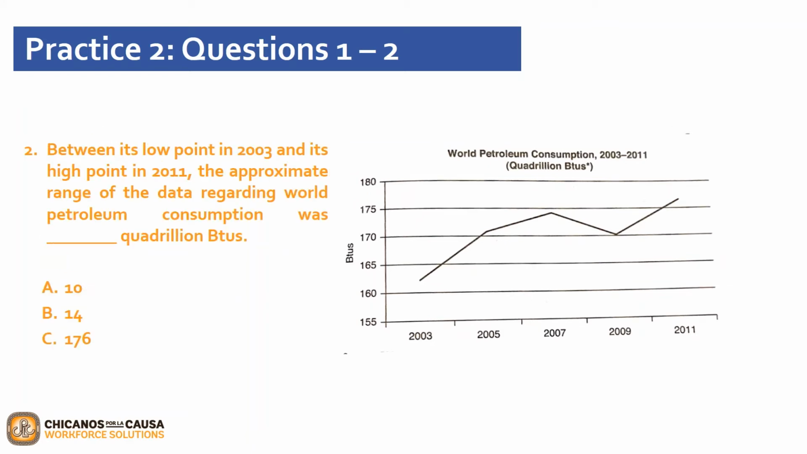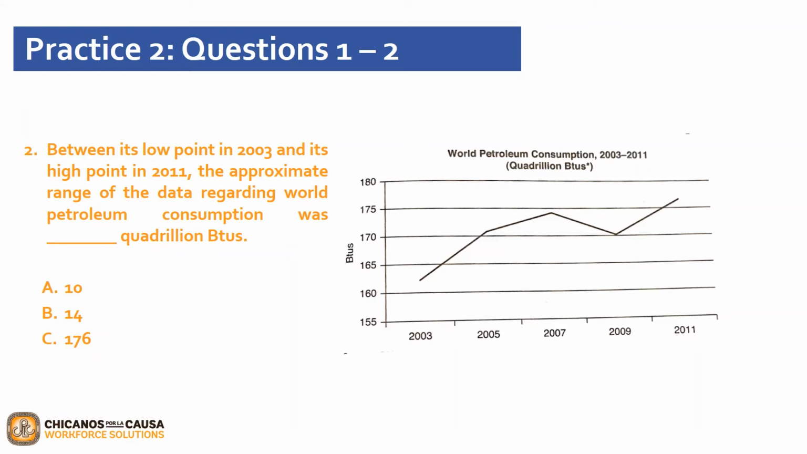Let's answer question 2. Between its low point in 2003 and its high point in 2011, the approximate range of the data regarding world petroleum consumption was blank quadrillion BTUs. In order to find the range, we would need the total consumption in BTUs for the corresponding years that the question is asking. In this case, it was 2003 and 2011.